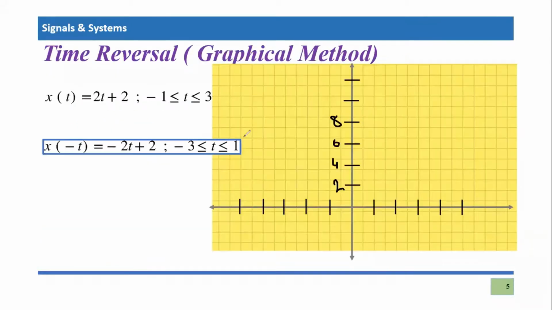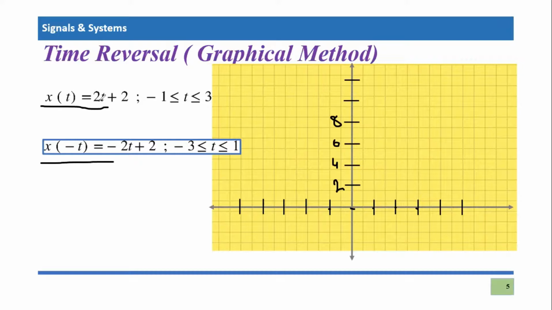Okay, I'm going to plot this signal in graphical form. This is the equation of the main signal, and this is the equation of the time reversal signal. So I will plot both of the signals. The signal's definition will be 2t plus 2, and the interval we will use is from -1, then 0, then 1, then 2, and then 3.